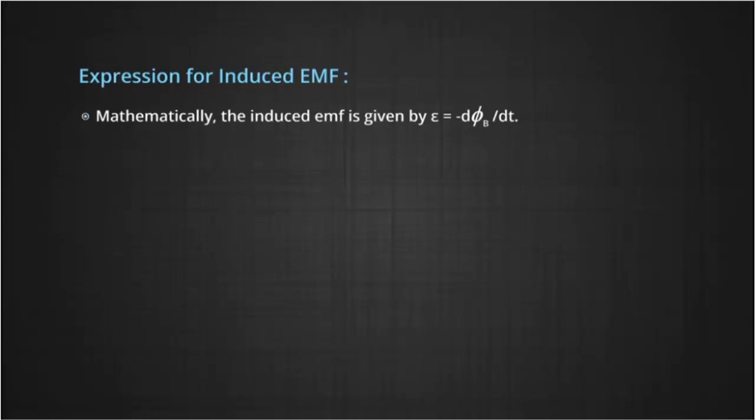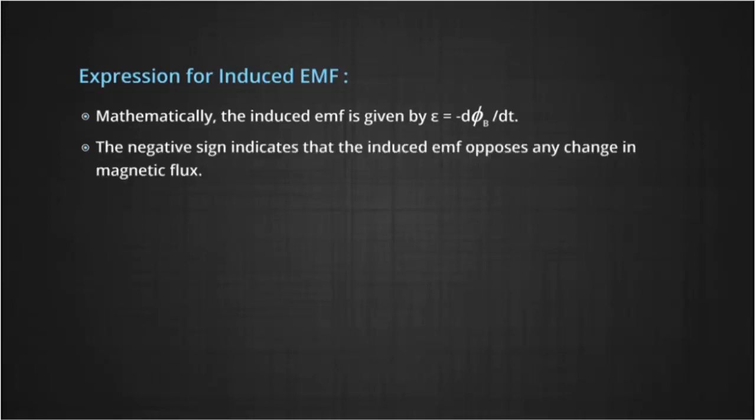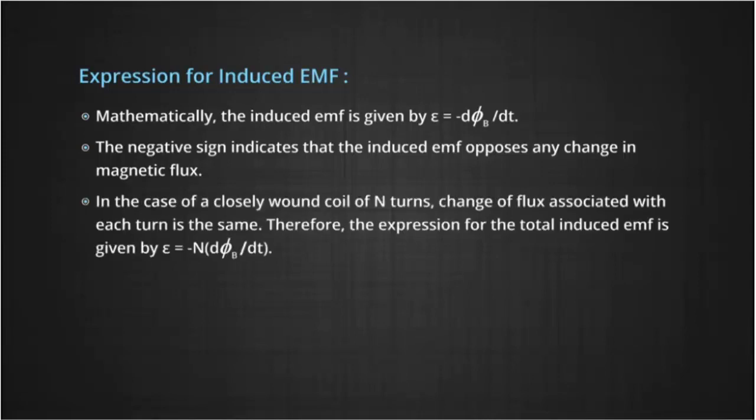So, mathematically the induced EMF is given by E is equal to minus d phi B by dt. The negative sign indicates the direction of E and hence the direction of current in a closed loop. In the case of a closely wound coil of N turns, change of flux associated with each turn is the same. Therefore, the expression for the total induced EMF is given by E is equal to minus N d phi B by dt.